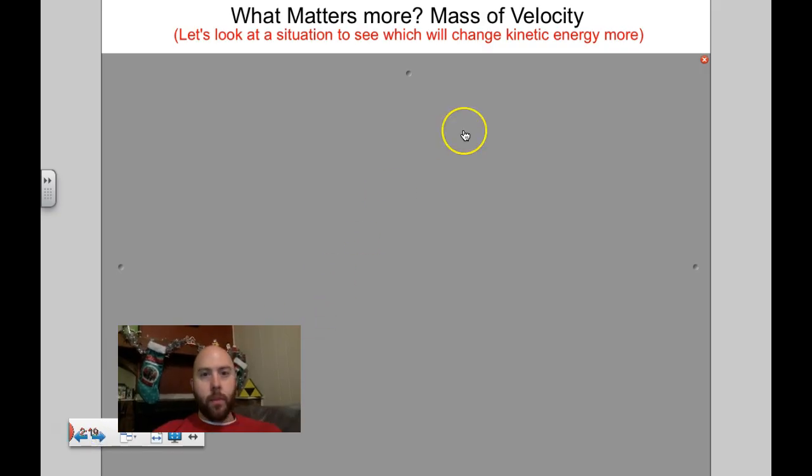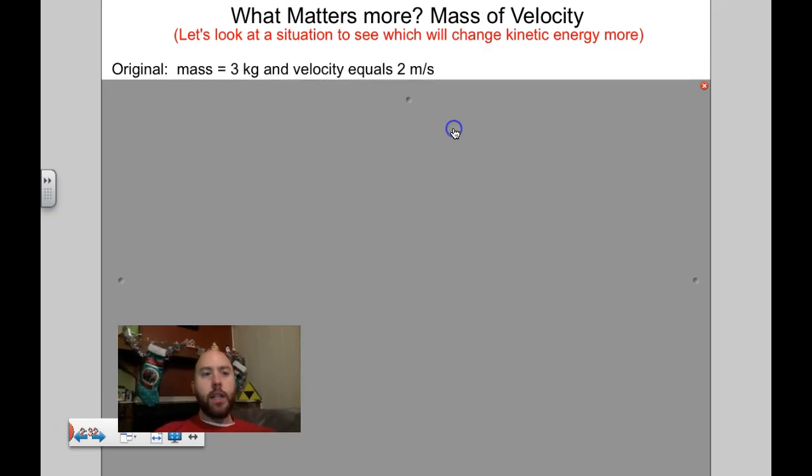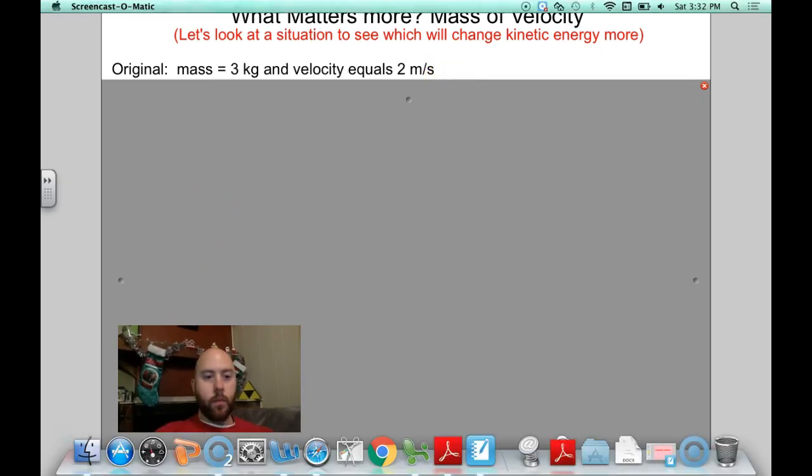All right. So the question is, what matters more for kinetic energy? Does changing your mass create a bigger change, or does changing your velocity create a bigger change? Well, let's look at a couple situations. Let's say this is our control. This is our original. This is our baseline. Let's say we have a mass of 3 kilograms and a velocity of 2 meters per second. Let's find the kinetic energy for that.